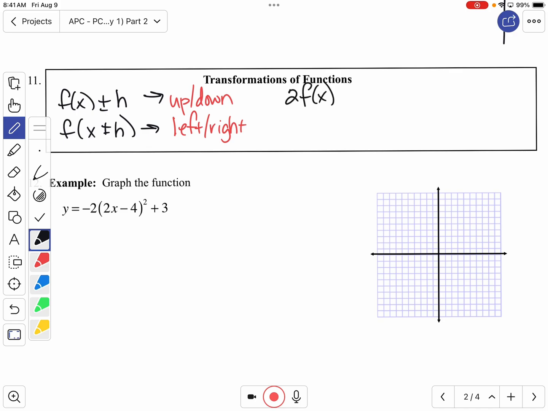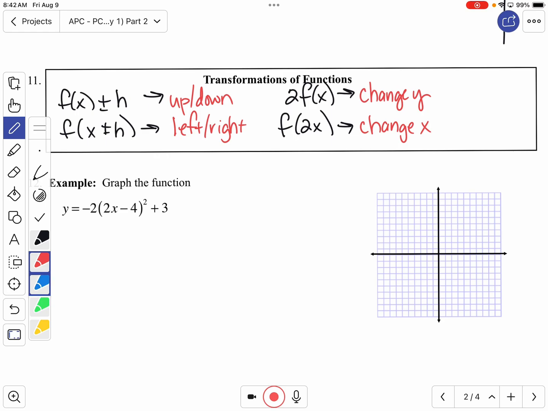What if we put a number out in front? It stretches the y values. It's going to change y. What if we put that number inside? It changes x. And remember, this is the one where you divide x. Almost everything else that's a factor is a multiple, but this is where we would actually divide it.